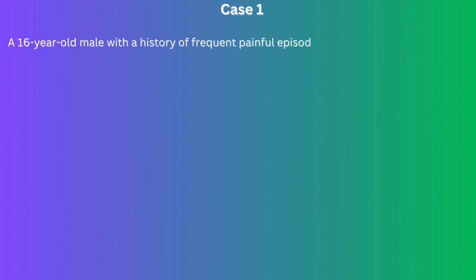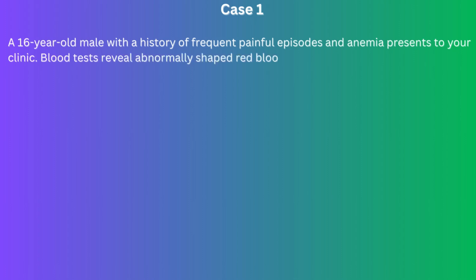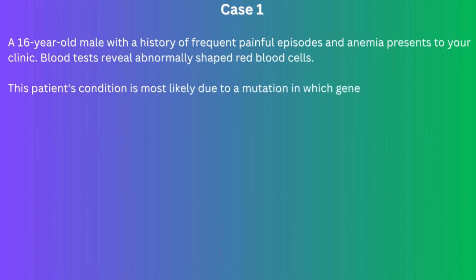Case number 1. A 16-year-old male with a history of frequent painful episodes and anemia presents to your clinic. Blood tests revealed abnormally shaped red blood cells. This patient's condition is most likely due to a mutation in which gene?